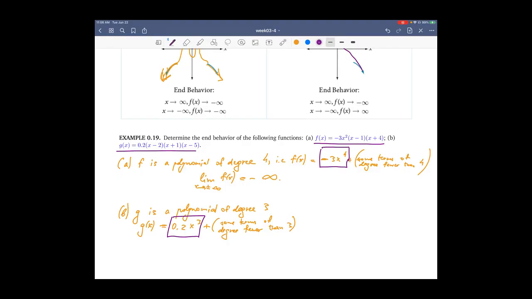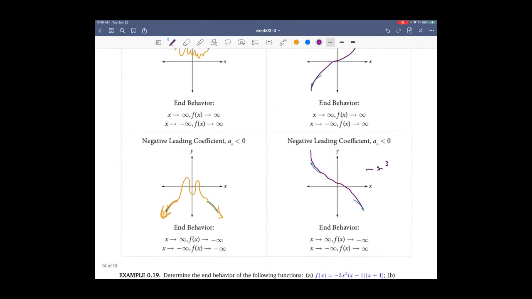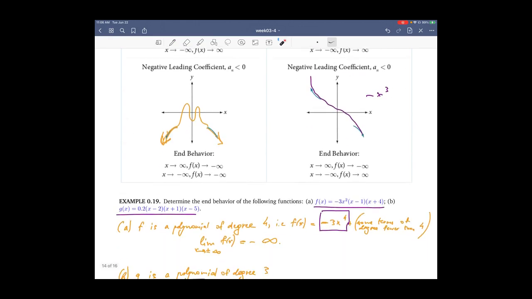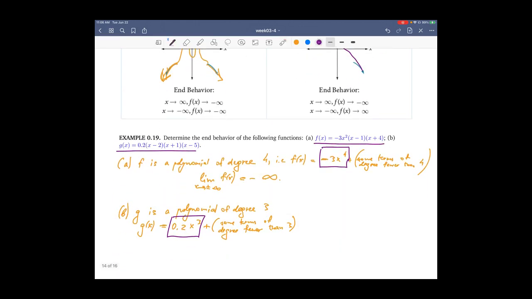The coefficient is positive, the degree is odd, and so we are in a situation like this, like a cubic parabola. Our function f will be positively infinite whenever the argument is positively infinite, and it'll be negatively infinite whenever the argument is negatively infinite.